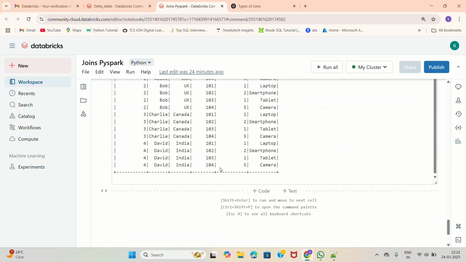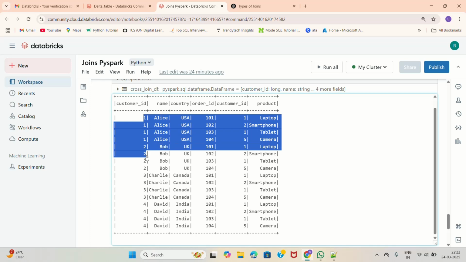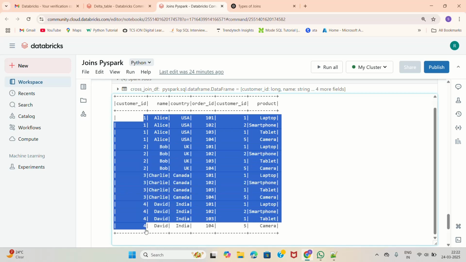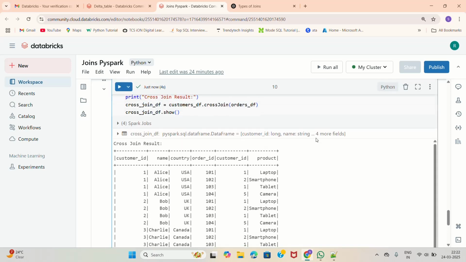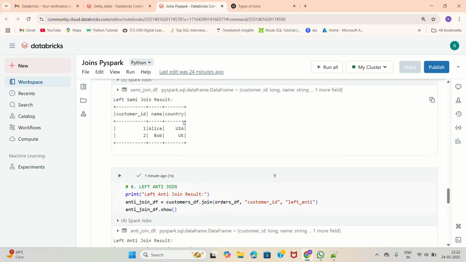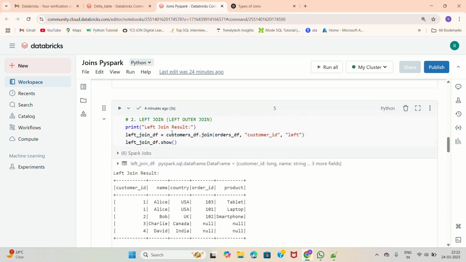Just go and observe here once. Counting 2, 3, 4, 5, 6, 7, 8, 9, 10, 11, 12, 13, 14, 16. See, a total of 16 records are fetched here. So the Cartesian join is nothing but it gives the output in m into n format. So this is the basic understanding of the joins in PySpark.